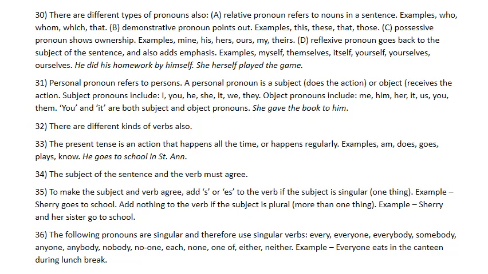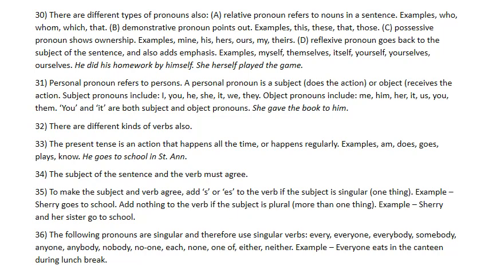You and it are both subject and object pronouns. Example: she gave the book to him. She is a subject pronoun. Him is the object pronoun. She does the action, the action was done to him. She gave the book to him.